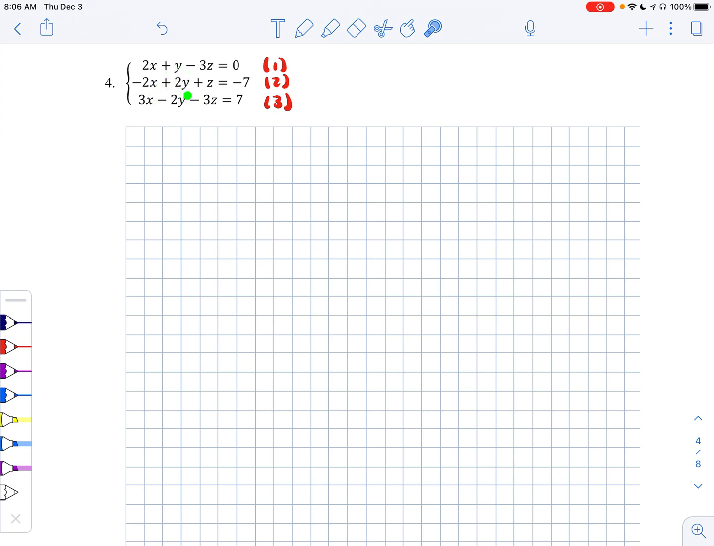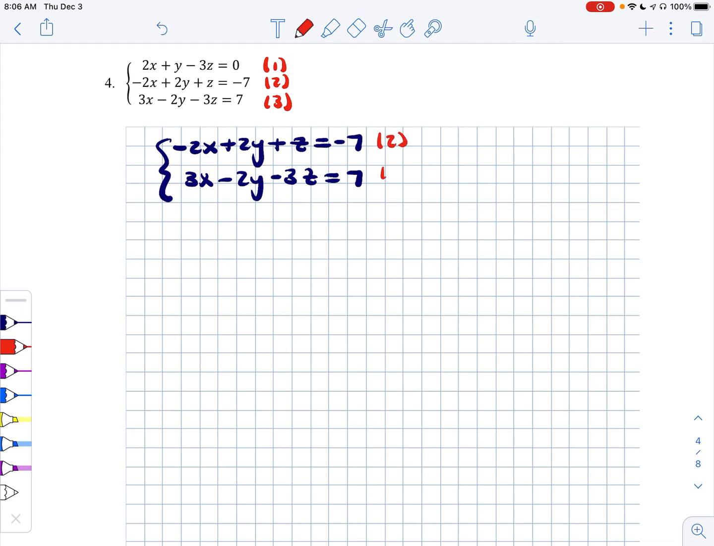So you have a positive 2y and a negative 2y. So I'm going to start by putting together my equations 2 and 3. That was my equation 2 and 3. And we can just add those up right away. Our y's cancel. And we would get x minus 2z equals 0.